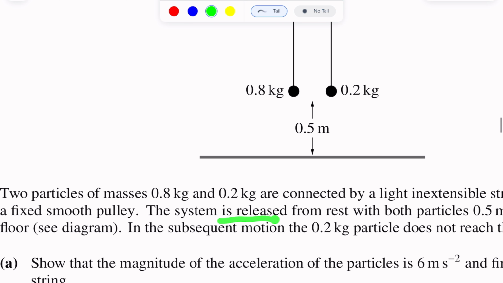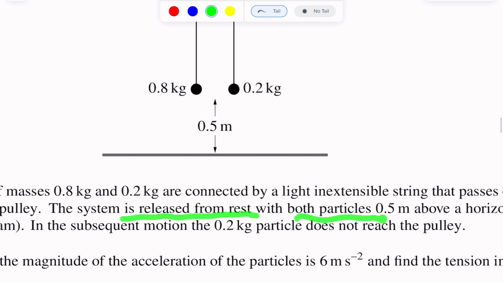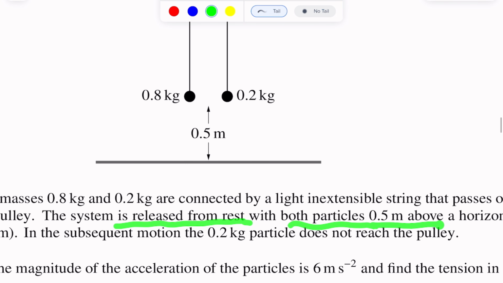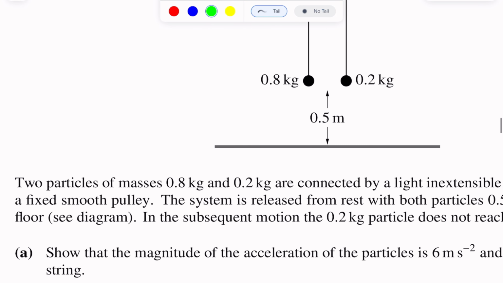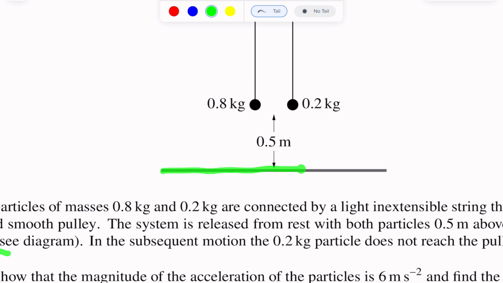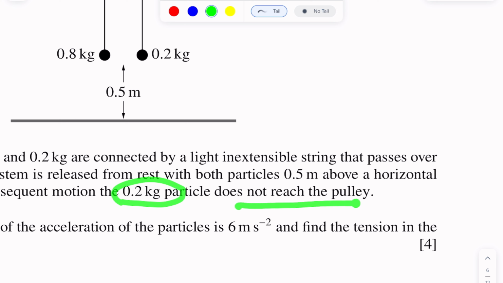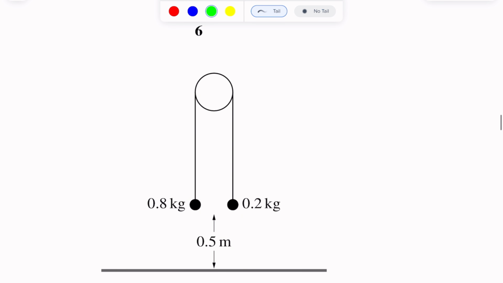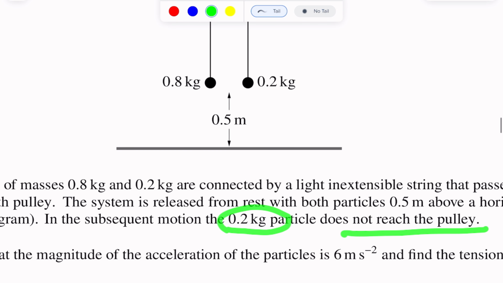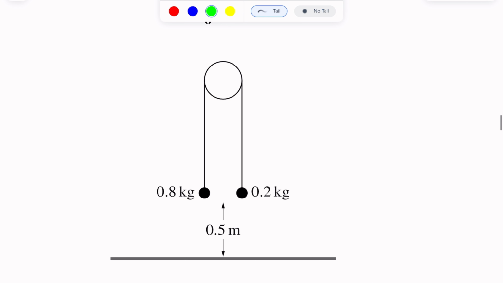The system is released from rest with both particles 0.5 meter above the horizontal floor. This is the horizontal floor and these two particles are 0.5 meter above the floor. In the subsequent motion, the 0.2 kg particle does not reach the pulley. During the subsequent motion, the 0.2 kg mass does not reach the pulley.